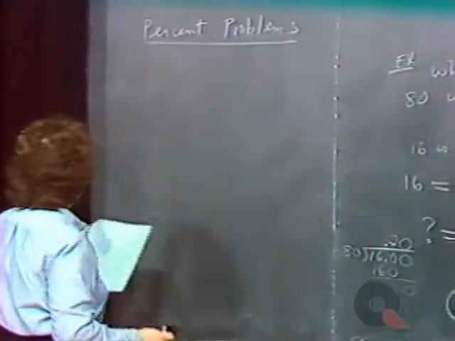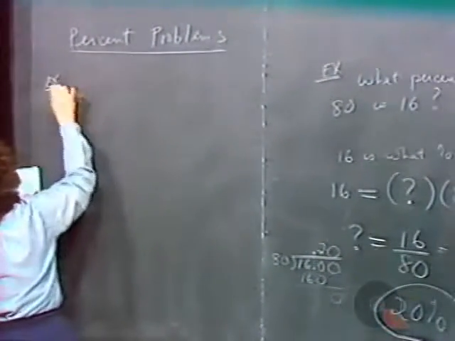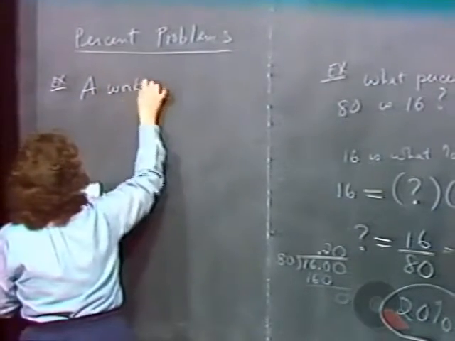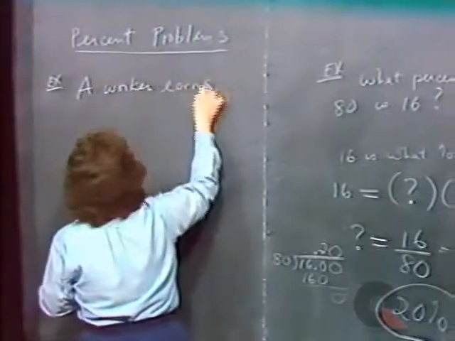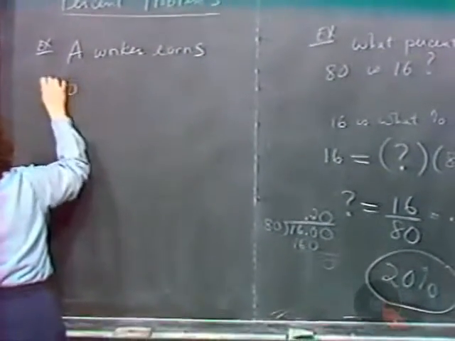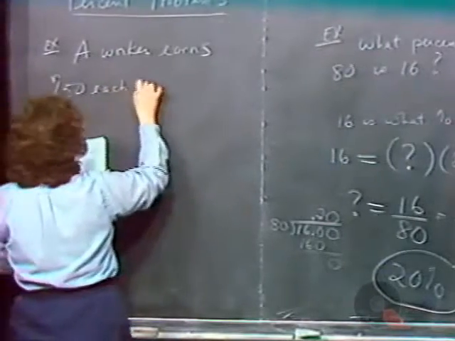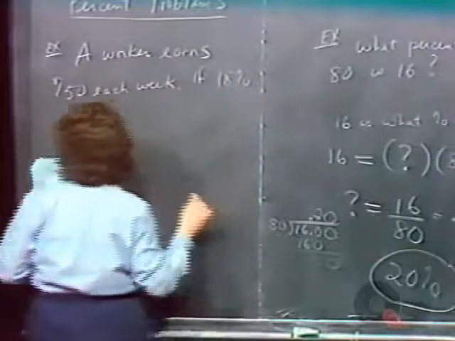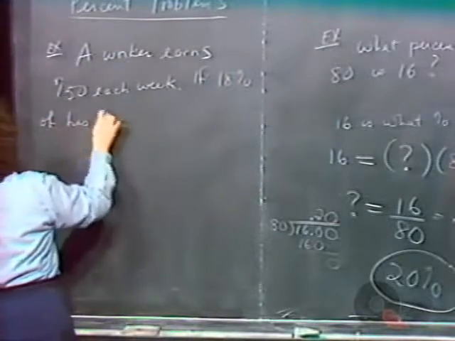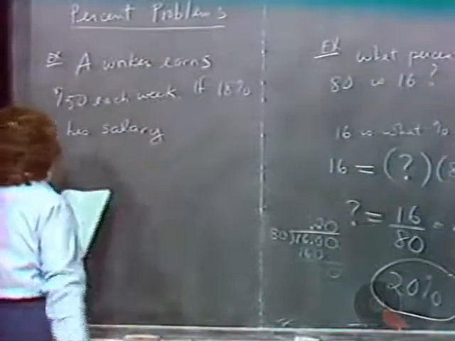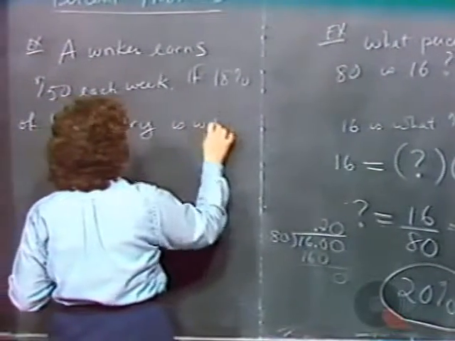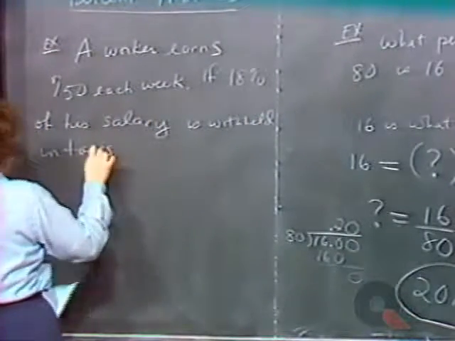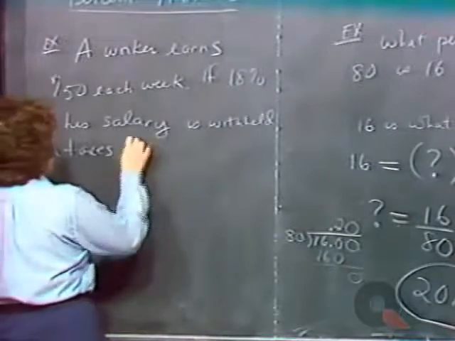Another possible example would be something like this. A worker earns $150 each week. If 18% of his salary is withheld in taxes, how much money does he actually bring home?